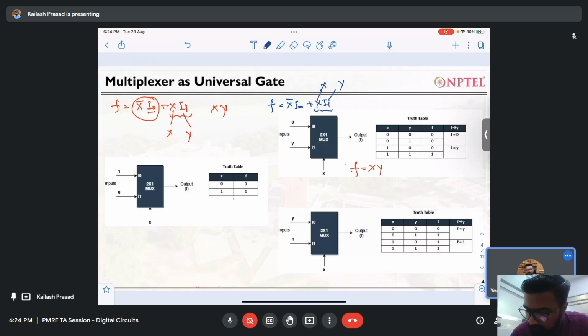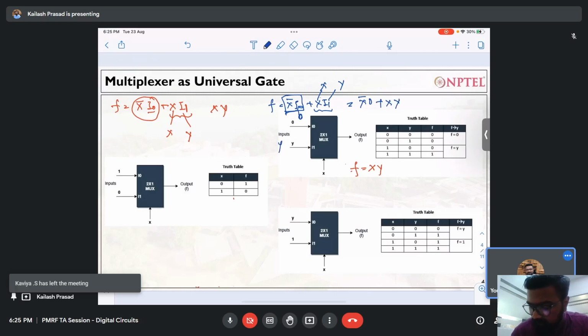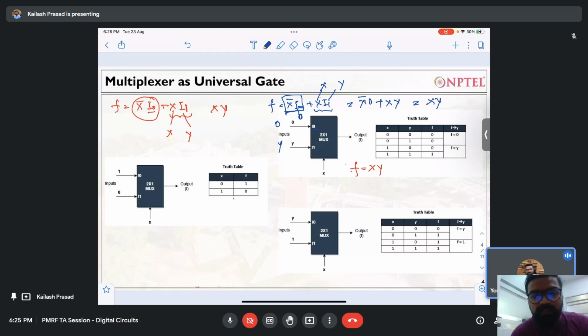But the problem is this part is additional, so I have to put something to remove this particular part. To remove it, if I put I0 equal to constant 0, what will this be? This will be x bar into 0 plus x into y. So I1 I put y, I0 I put 0, and I put x. When you write this equation, it will be equivalent to xy. So this will behave like an AND gate. Is that clear? Yes, sir.